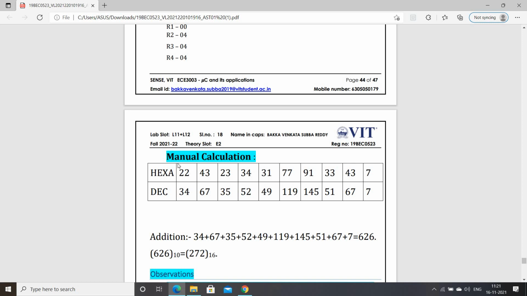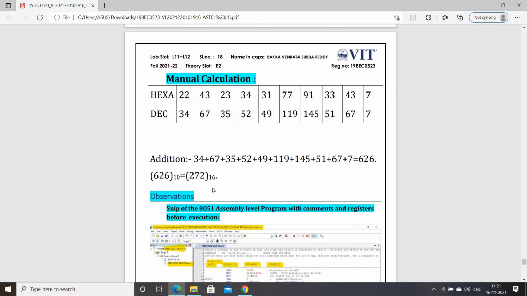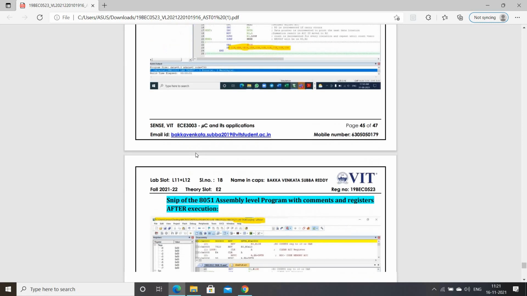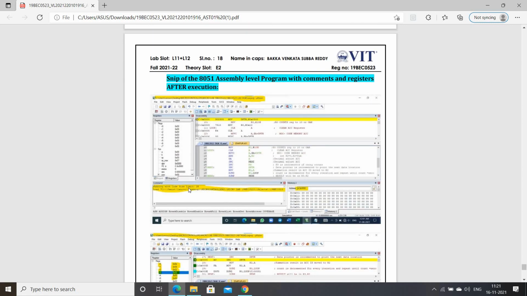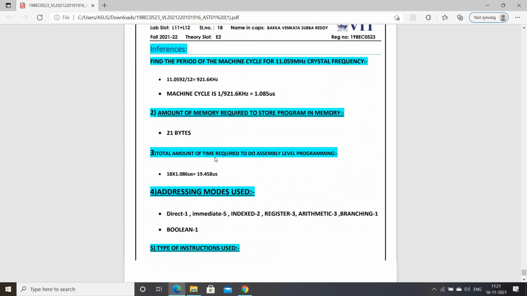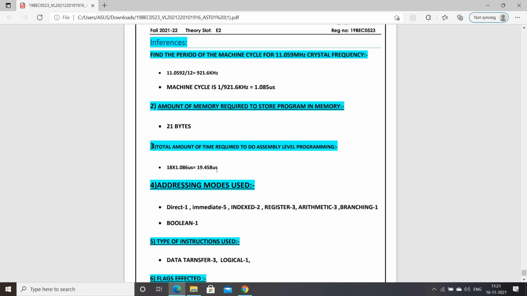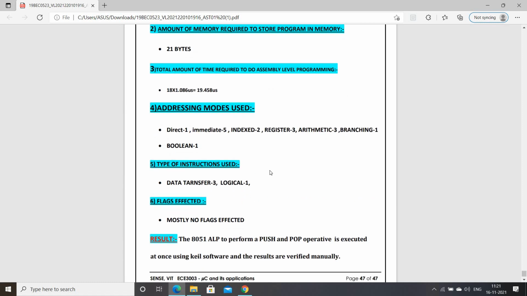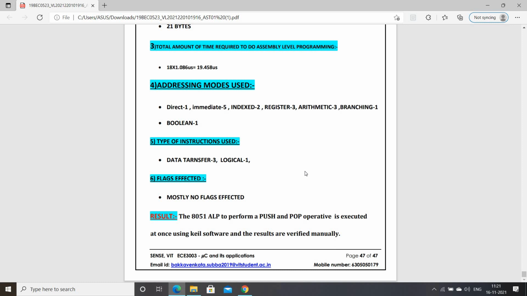I've done some manual calculation, as you can see here. And this is the snap before execution, and after the execution, as you can see here, I've highlighted the outputs in the left corner. So the amount of memory required to store the program is 21 bytes, and the total amount of time required is as you can see here. Addressing modes used are direct 1, immediate 5, index 2, register 3, arithmetic 3, branching 1, boolean 1. Type of instruction used is data transfer 3, logical 1, and mostly no flag is affected here, and this is the result.